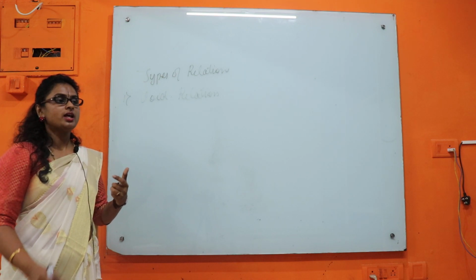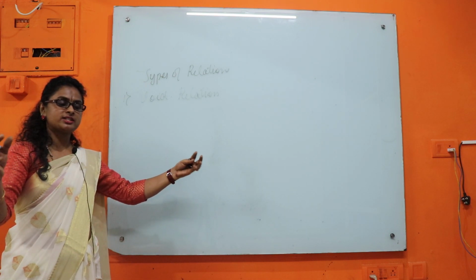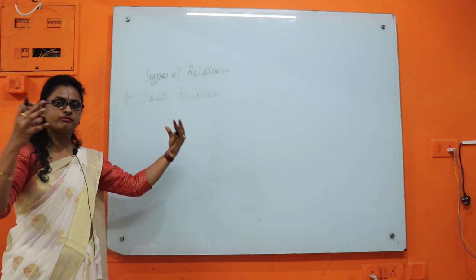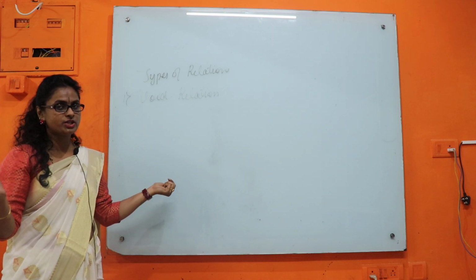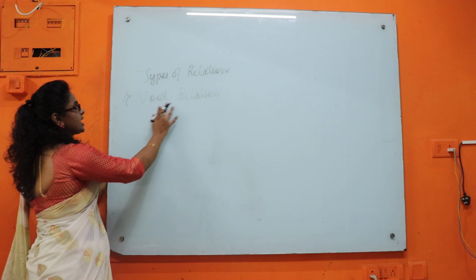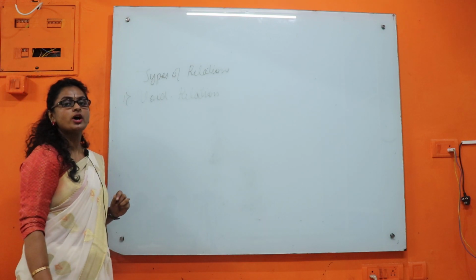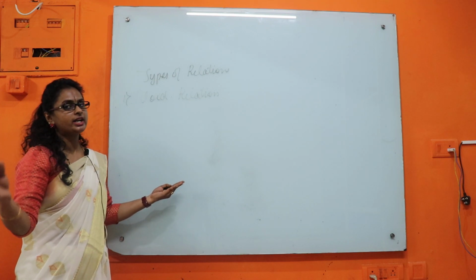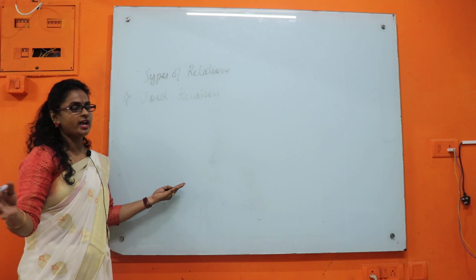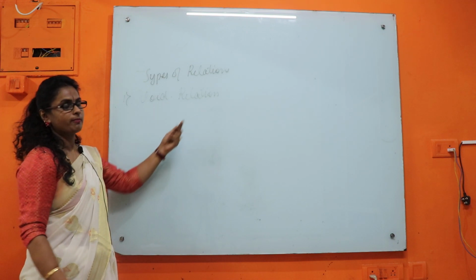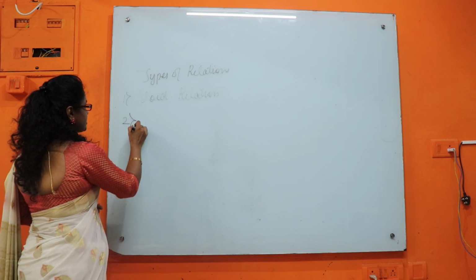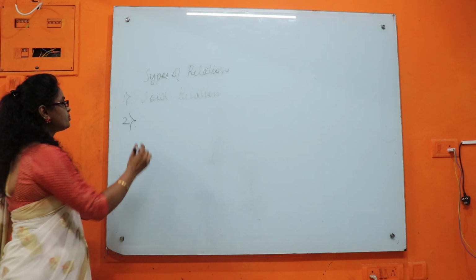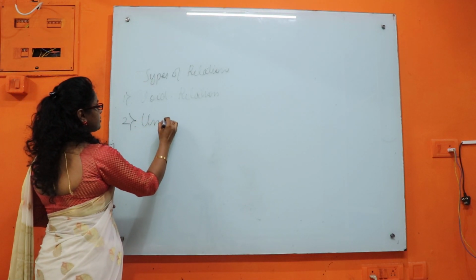We have two sets, but if the elements of the two sets are not related to each other, then we call that relation a void relation, where no element of A is related to any element of A. Now, the next thing, after the void relation, is the universal relation.